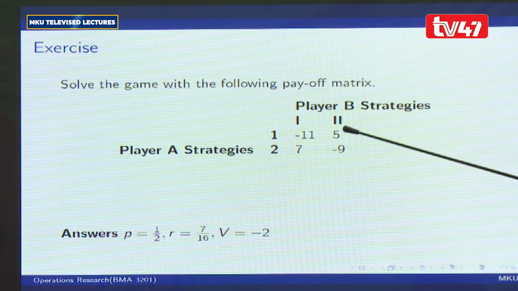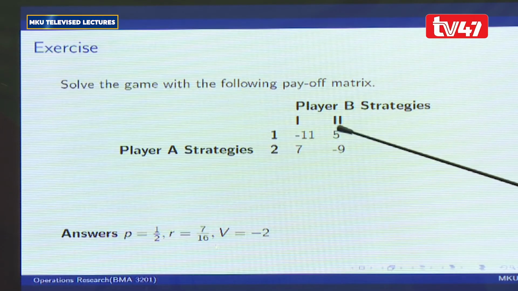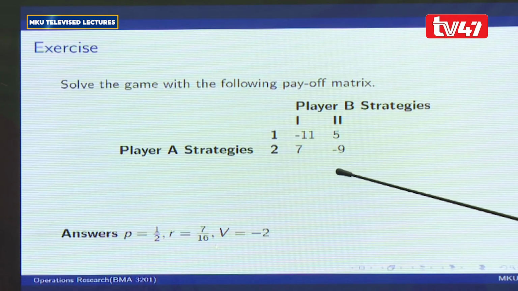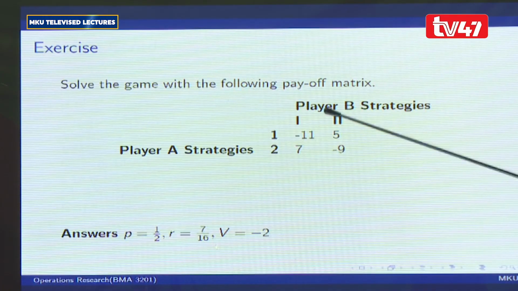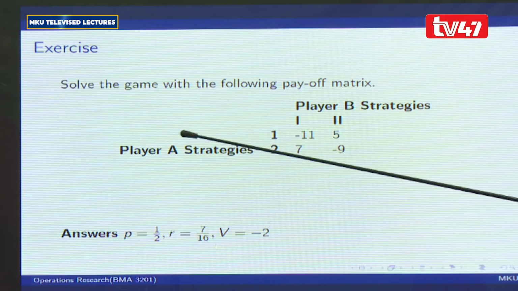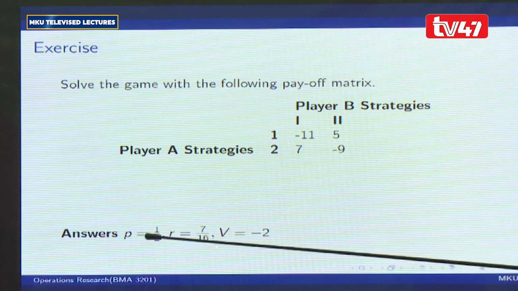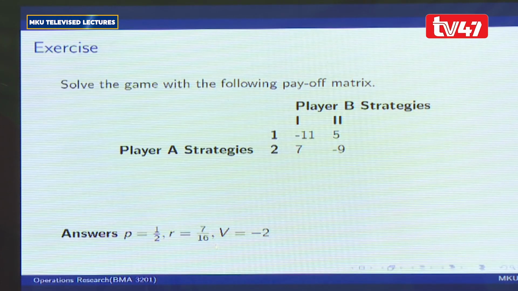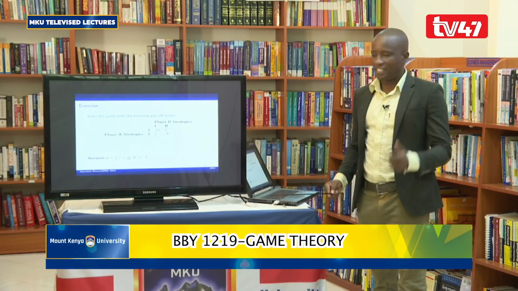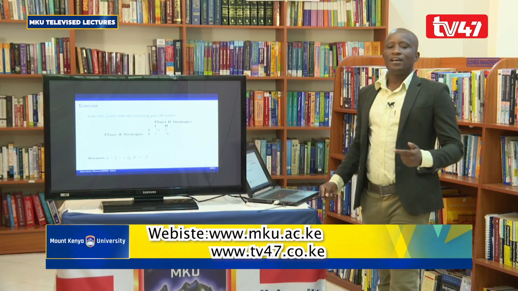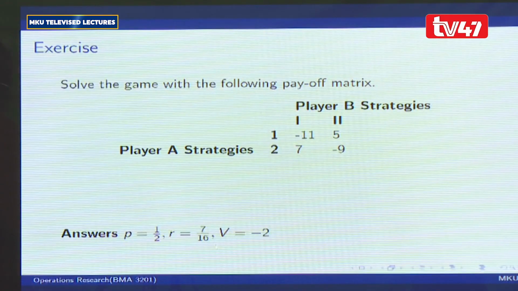Of course, we'll expect that A is -11, B is 5, C is 7, and D is -9. Applying the formulas that we have derived above, you'd expect P to be a half and R to be 7/16. You have to calculate both P and R, regardless of whether the value of the game for every strategy selected by the player is the same. It will act as a means of identifying whether you have made an error in the derivation.